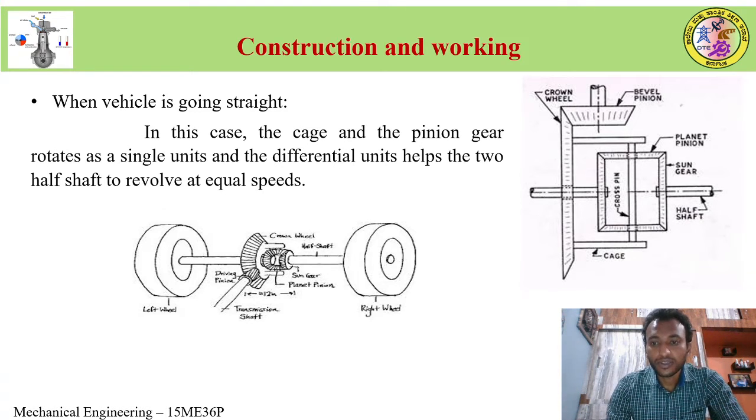The cage, if you look at this case, the cage and the pinion gear rotate as a single unit, and the differential unit helps the two half shafts revolve at equal speed. Since the vehicle is moving straight, these two half shafts revolve at an equal speed. That means the two wheels' RPM will be the same.